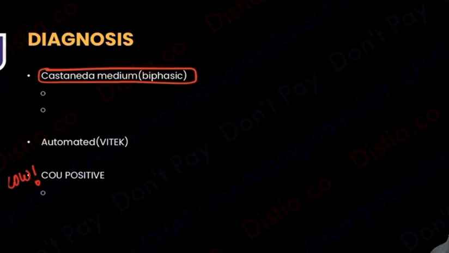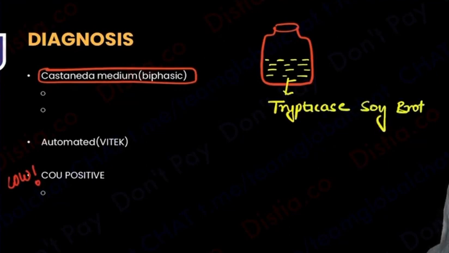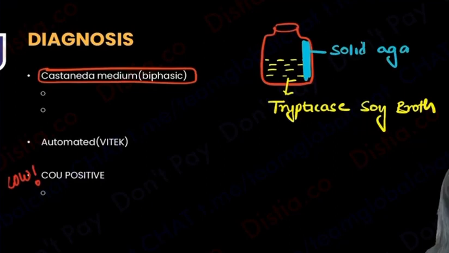So please remember, Castaneda media is a kind of media. If I draw that culture bottle, it has a liquid part here, and this liquid part is the trypticase soy broth. Then they have a solid agar plate over here, right? So whatever sample you get from the patient, you will put it in the liquid part.